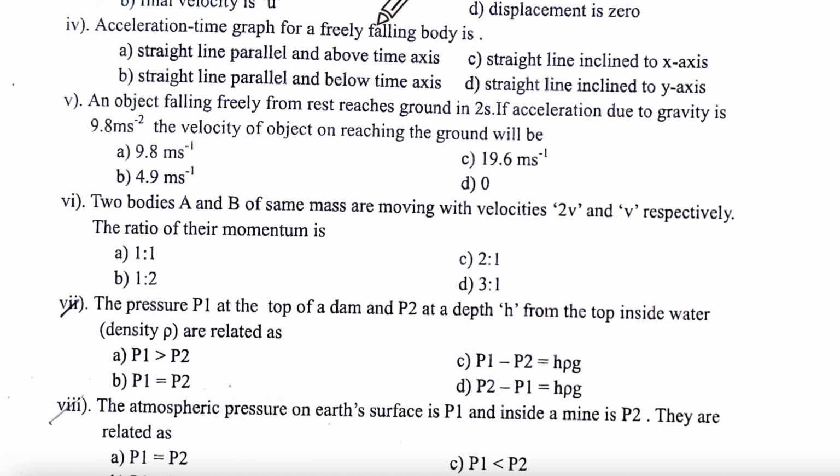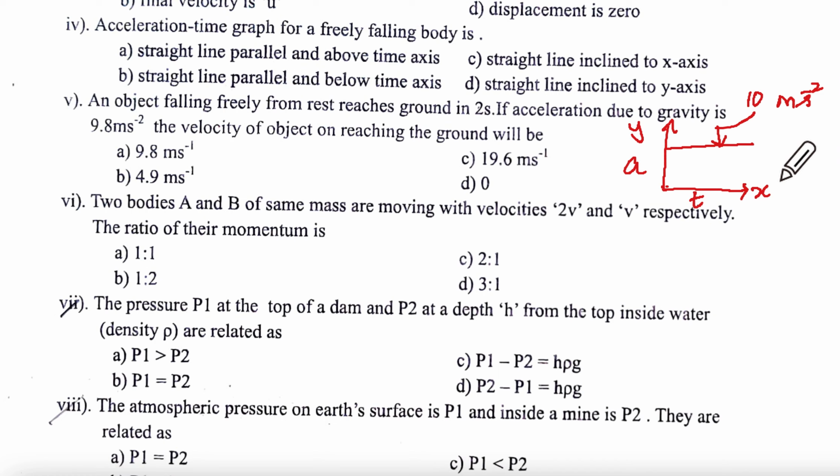Displacement time graph for a freely falling body. No, acceleration time. If it is acceleration time graph, it will be like this. This is your x-axis, this is y-axis. Freely falling body. Now freely falling body will have initial velocity 0. Time is 0, initial velocity 0, acceleration will be 0. Correct? But the acceleration will be, how much is the acceleration? Freely falling body, it will be 10 meter per second square. Correct? So it will be like this. Correct or no? Acceleration will be constant, no?